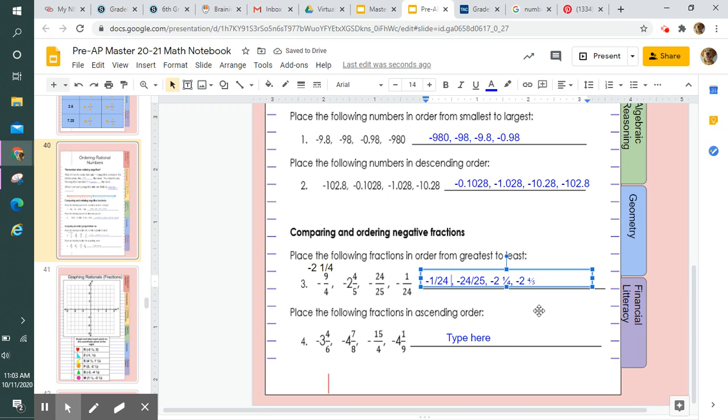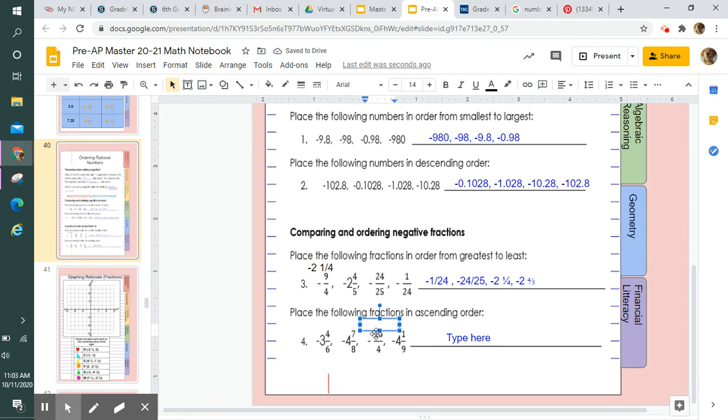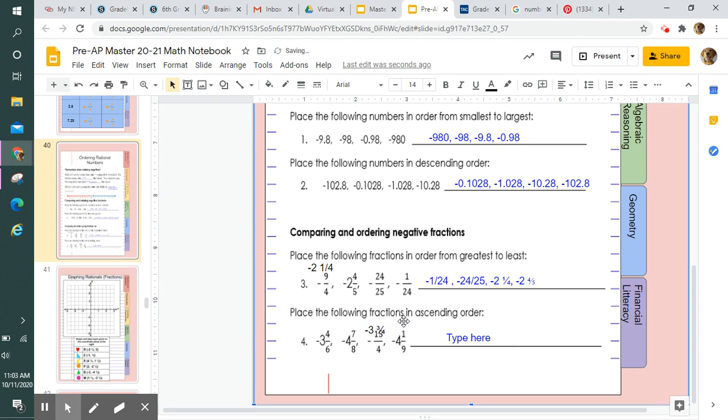Okay, now with the next one, we're going to have to do them in order again. It's just like the one we just did, but the first thing I want you to do is change this negative 15 over 4. It's improper, so I'm going to add a text box again, and I'm going to change it to a mixed number. So 4 goes into 15 3 whole times, and then there would be 3 left over out of 4. So it is 3 3/4 is what that number actually is.